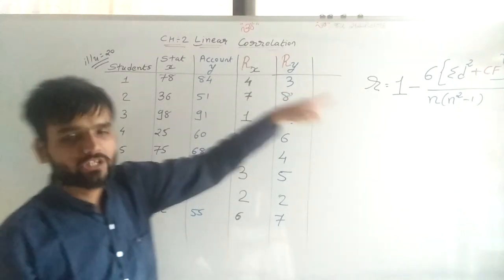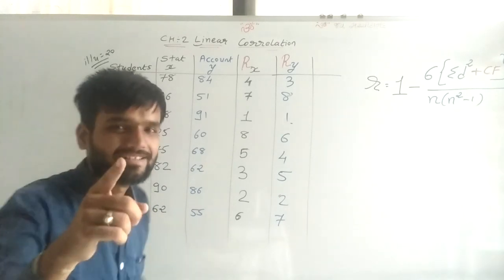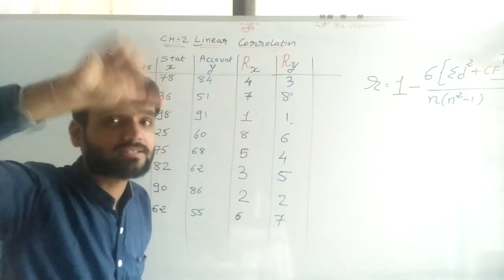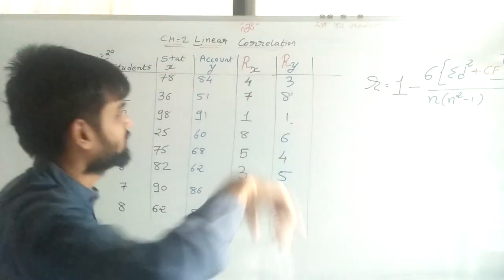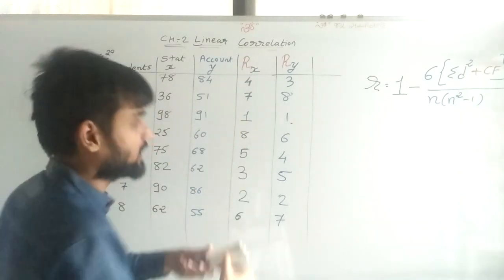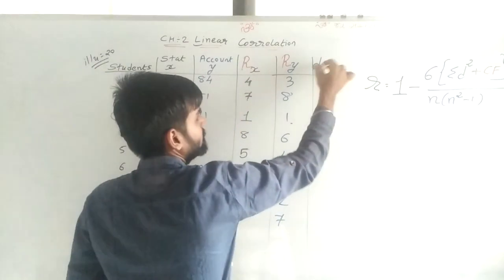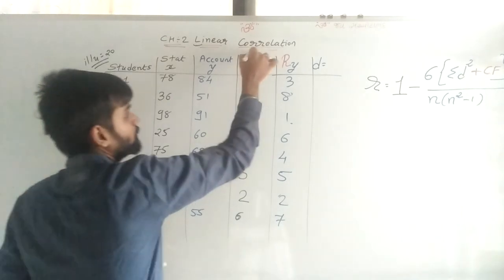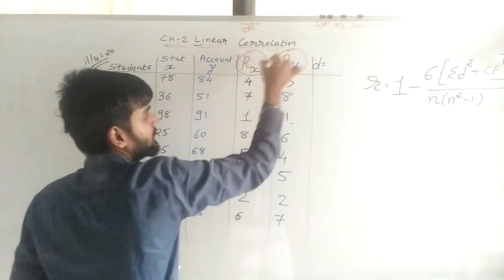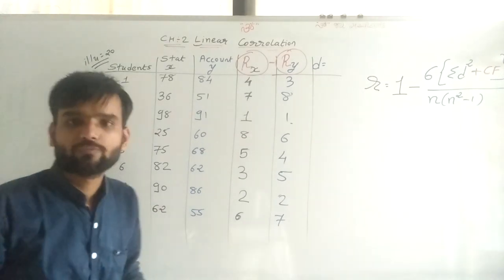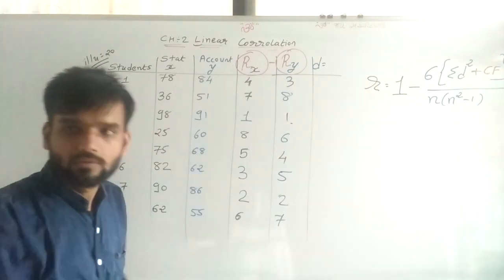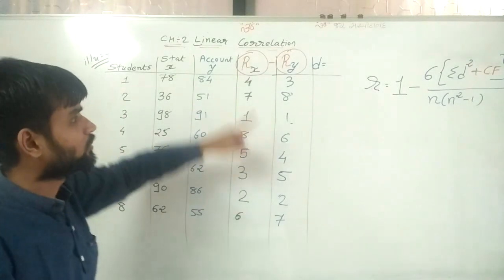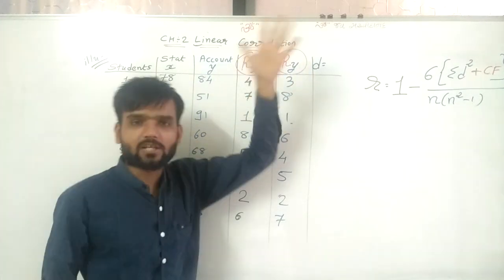Now what about D? D means difference. Difference of what? Rank. Rank correlation means the difference of ranks is there. So we find the difference of ranks and write D. D means the difference between these two, Rx and Ry. The deduction of these two is called the difference. So Rx minus Ry is equal to D.